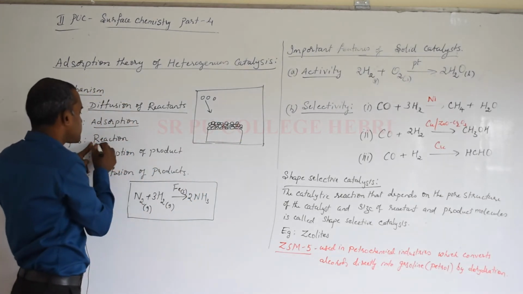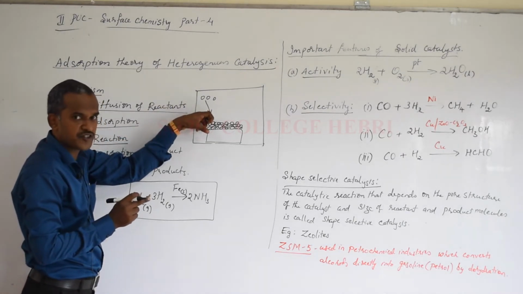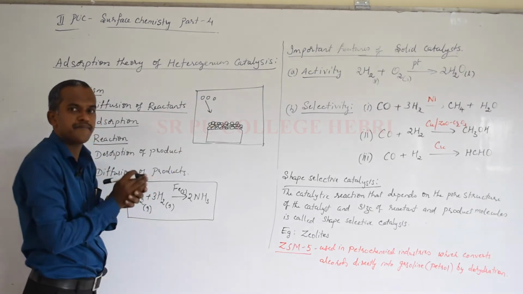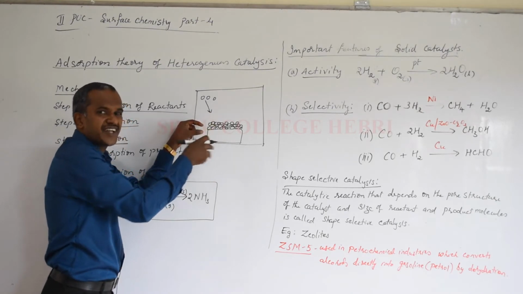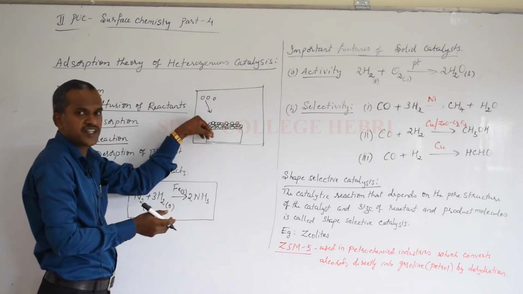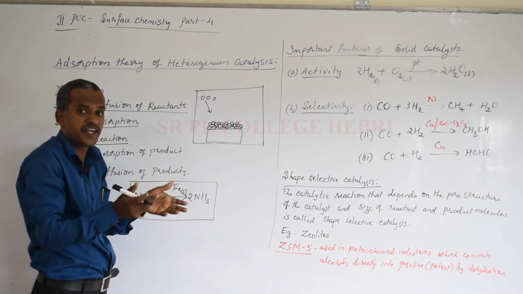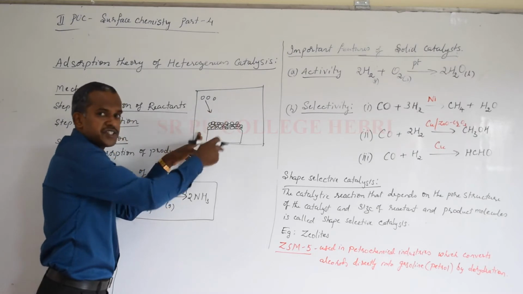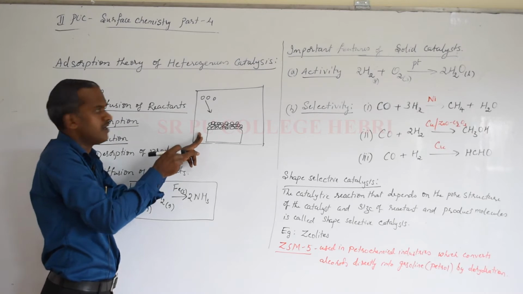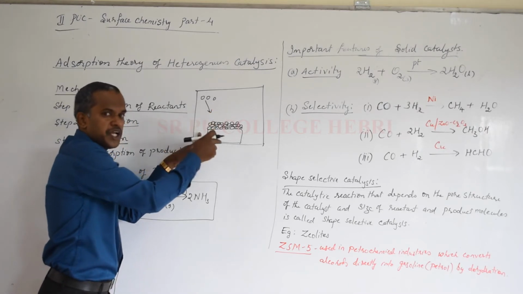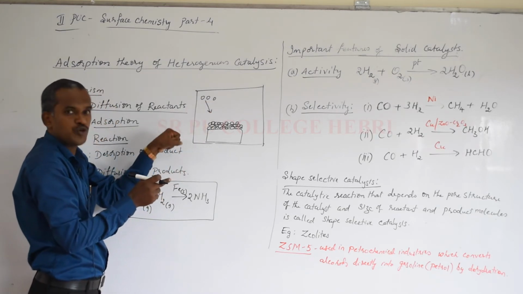Now step 3. You are remembering the mechanism. First the molecules are moving towards the surface of the solid catalyst. Second step, they are accumulating. Step 3, I told you before, the process of adsorption is exothermic. Due to accumulation of these reacting molecules, the molecules will be activated. From where do they get energy? The energy released from the process of adsorption is absorbed by them. Remember, being an exothermic process, the liberated heat is absorbed by those reactant molecules.